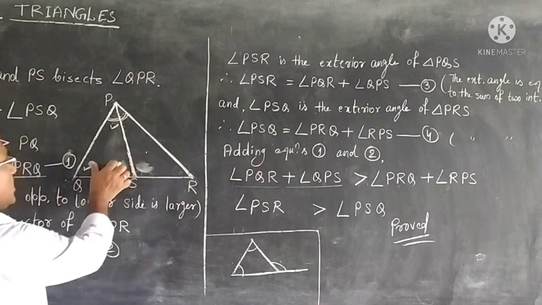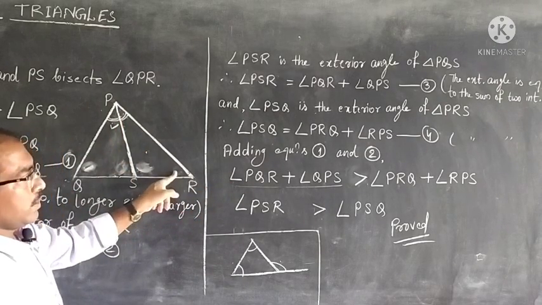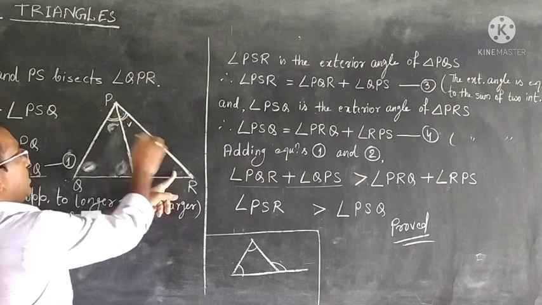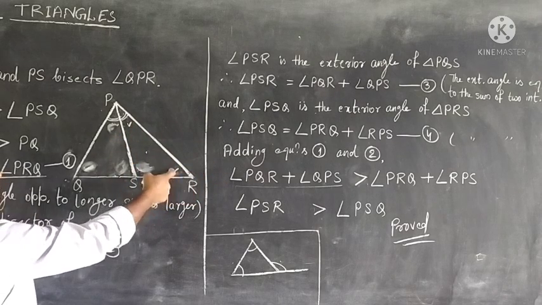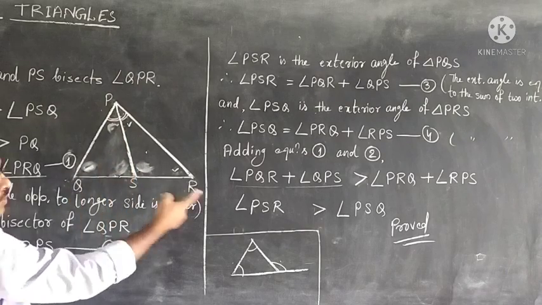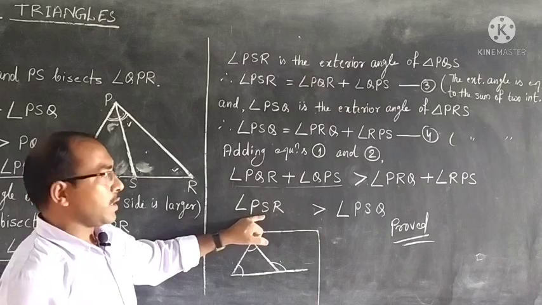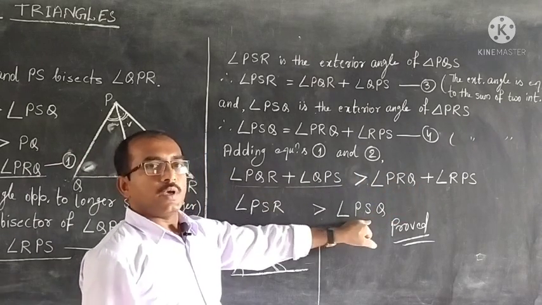Where are those two angles? Let us see now. PRQ, this angle, and RPS. Now we are talking about these two angles. The sum of these two angles is equal to PSQ, that is what we change. So, PRQ plus QPS equals angle PSR, and PRQ angle plus RPS angle is PSQ.